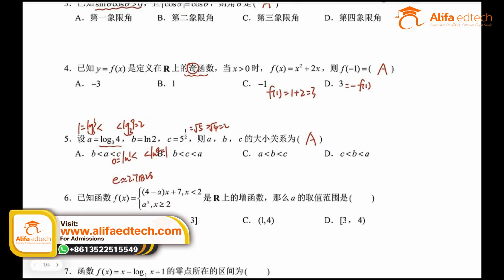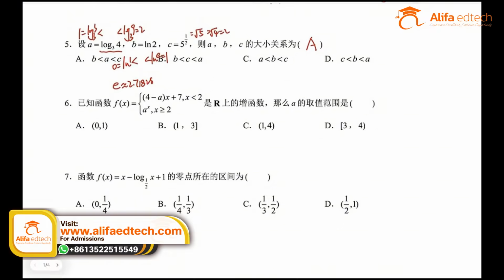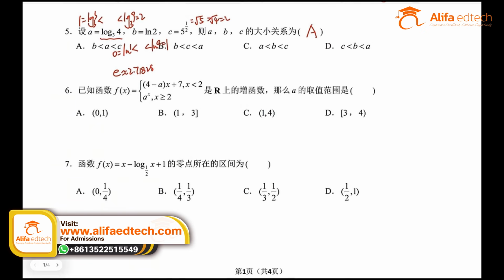Okay, the next one is based on the monotonicity of a piecewise function to find the range of the parameter. We must firmly adhere to 2 key points. One is that each piece must be monotonically increasing. For the piece (4 minus a)x plus 7, this linear function requires that the coefficient of the linear term, 4 minus a, is greater than 0. Then the second piece is an exponential function. For an exponential function to be increasing, its base must be greater than 1.